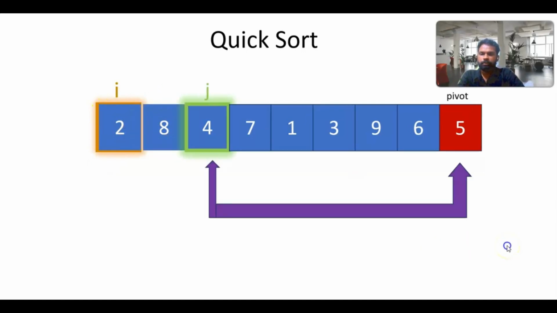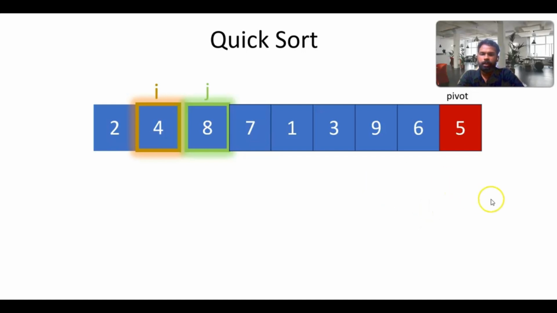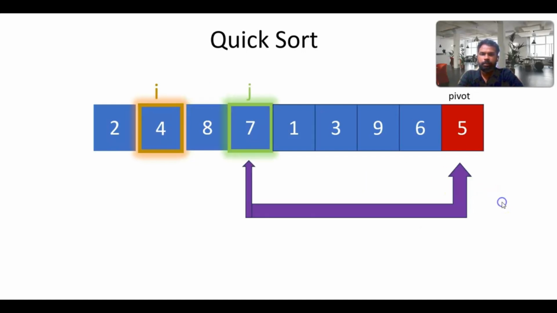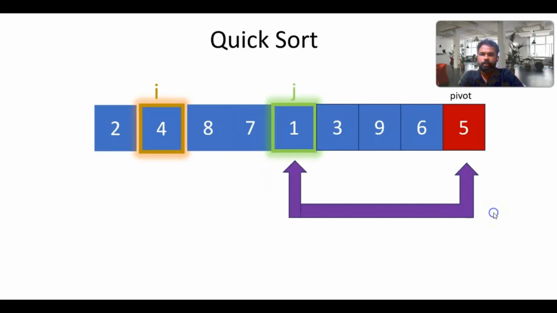And again increment j by 1. And then compare with the pivot value. So 4 is less than 5. We increment i by 1 and then swap the values of 4 and 8. And then again we increment j by 1. Compare 7 with the pivot value 5. So this time j is greater than 5. So we increment only j.